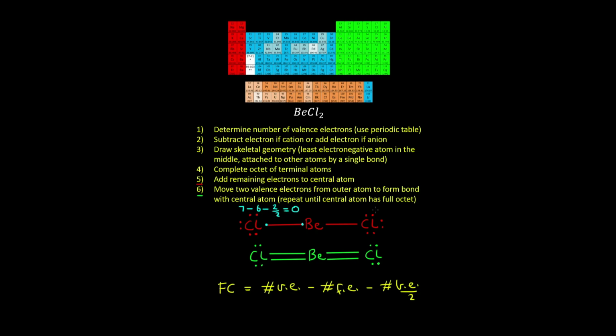And similarly, the formal charge on the other chlorine atom is 0, and beryllium has 2 valence electrons from the periodic table, minus the free electrons, and then minus the number of bonded electrons, which is 4 in this case, on 2. So the goal is to get a formal charge of 0 for the central atom. So this is the likely correct Lewis dot structure.